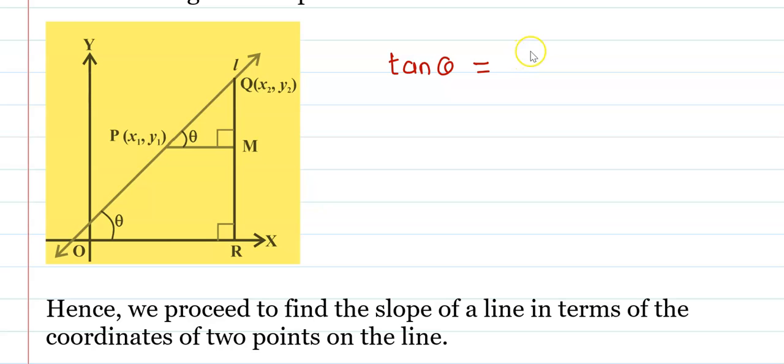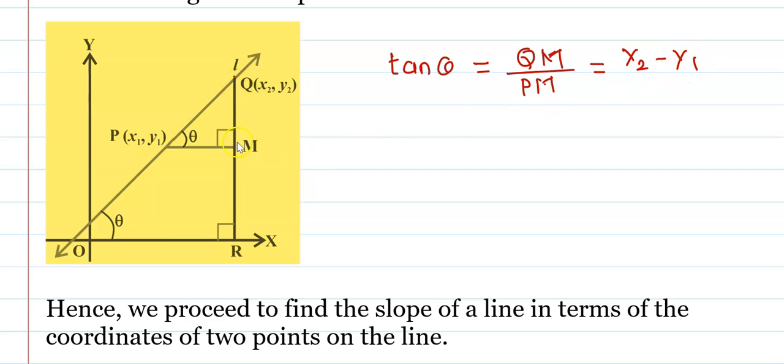Tan theta is QM upon opposite side upon adjacent side, and next is PM. We can find out the QM distance. To find the QM distance, which is parallel to the y-axis, it is nothing but the difference of the y coordinates. That's y2 minus y1. Therefore here we will write y2 minus y1.